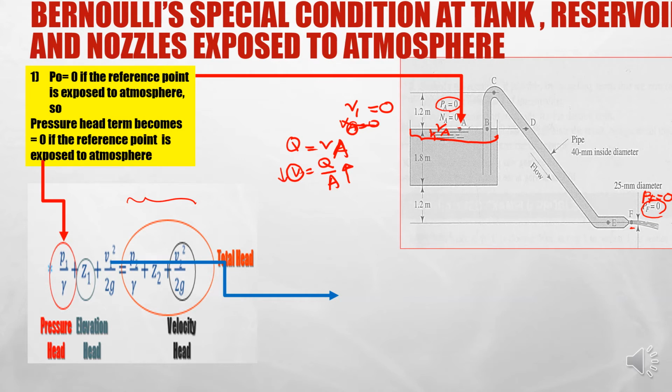So that's why we assume that when it is exposed to the atmosphere, PA here will be 0, and in fact PF will be 0 as well because it is exposed to the atmosphere. Meanwhile, the velocity at point A, VA, will also be considered as 0. Therefore the terms P1 and V1, and if we consider this as point 2, P2 as well, can be eliminated or cancelled from this equation because the value is 0.